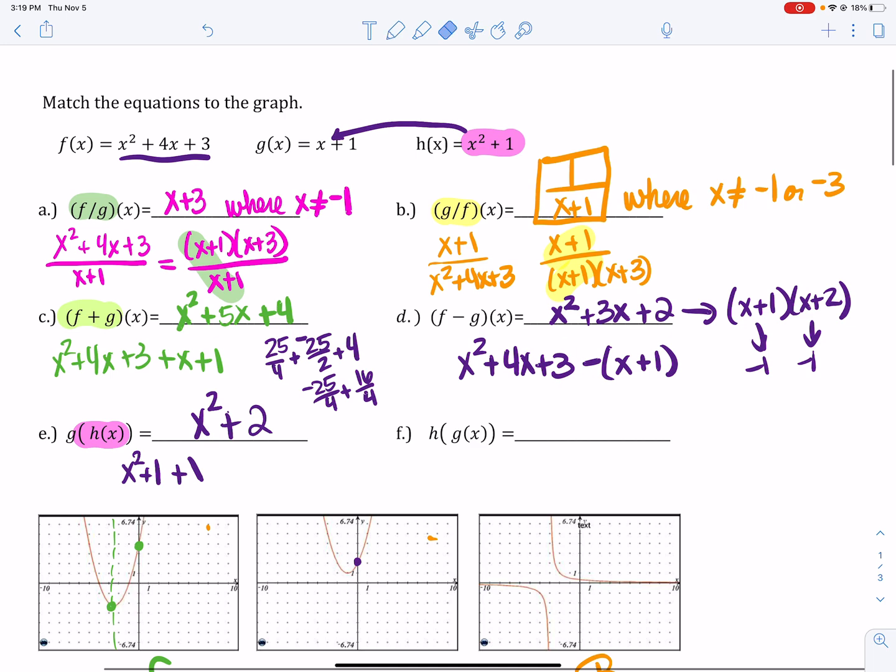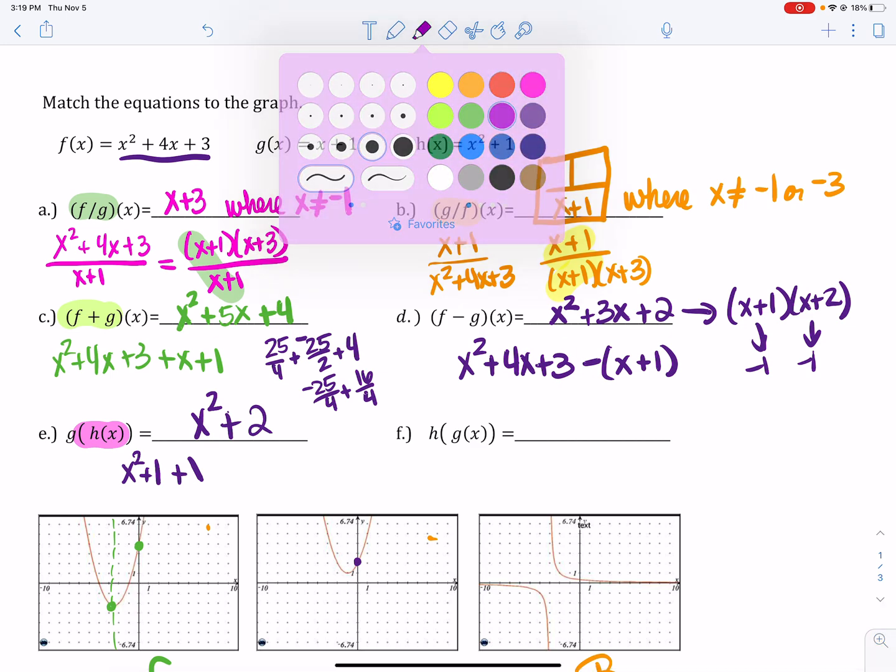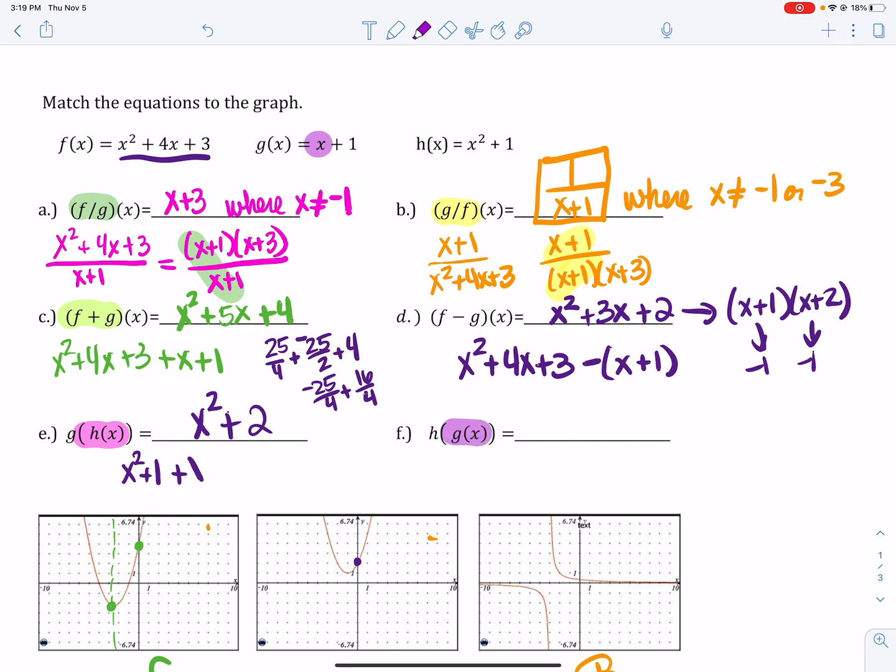And so then my last one is asking me to do g of x inside h of x.